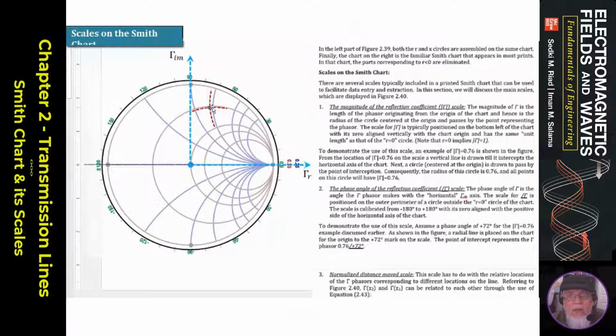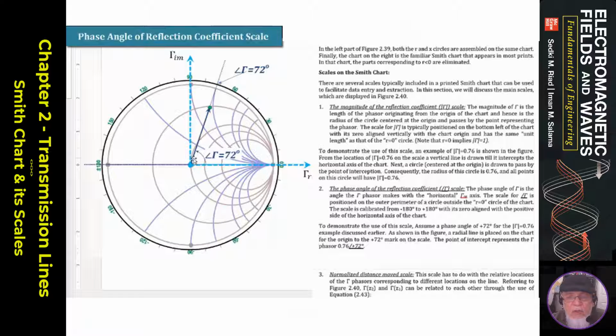Now, this point here on the gamma scale represents certain coordinates. Gamma real would be the distance between this point and the vertical axis, and gamma imaginary would be the distance between this point here and the horizontal axis, and therefore the line connecting from here to there is our gamma. Let's connect that line. Here it is. So this is our gamma phasor.